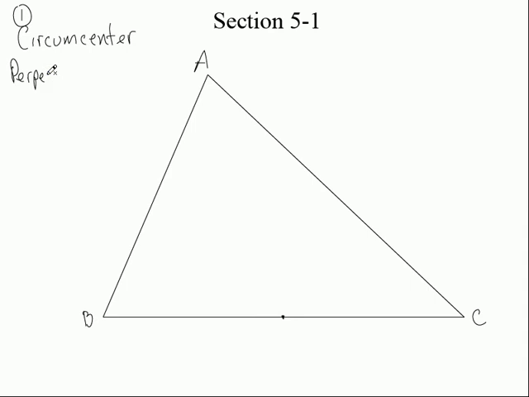What I want to do is, the circumcenter goes with perpendicular bisectors. So let's write that out. If I take the perpendicular bisector of each side of this triangle, I'm going to get a point, and that point is called the circumcenter. Okay, the perpendicular bisector. Remember that the perpendicular bisector goes with circumcenter.